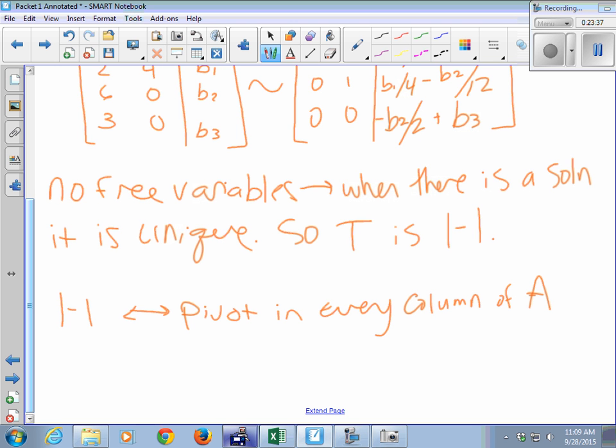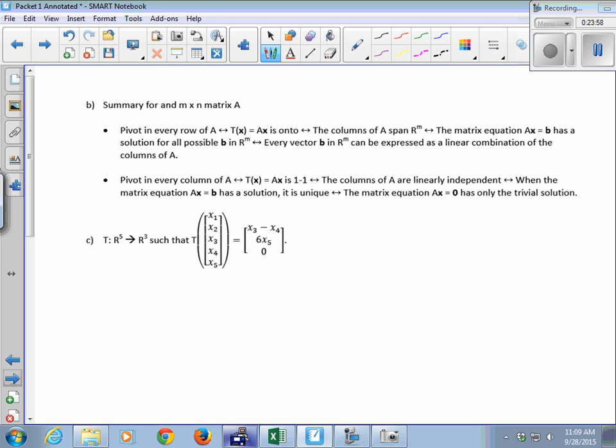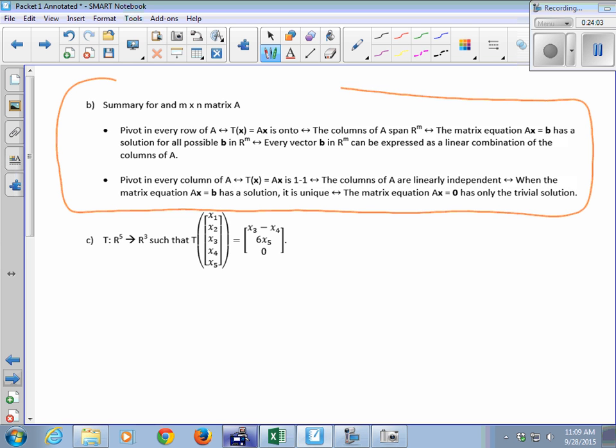What else was it that we looked for a pivot in every column for? Anyone remember? It was the linear independence. The columns are linearly independent when you have a pivot in every column, no free variables. So this is the summary here. This is super important. Have this on your note sheet for the next quiz and for the test. This is a summary that will help keep a lot of things straight.